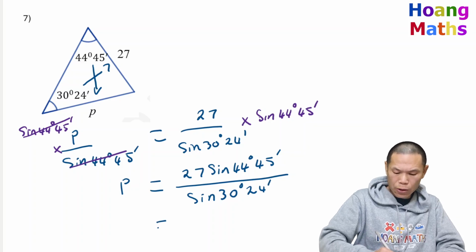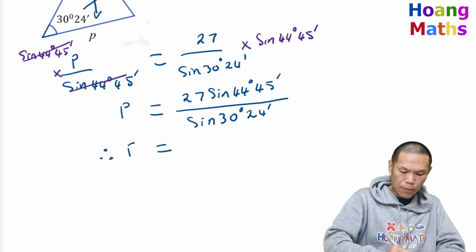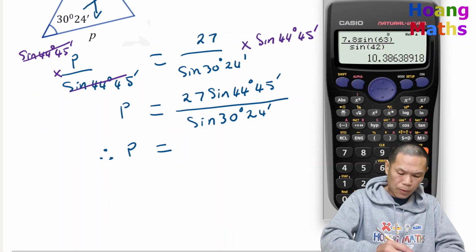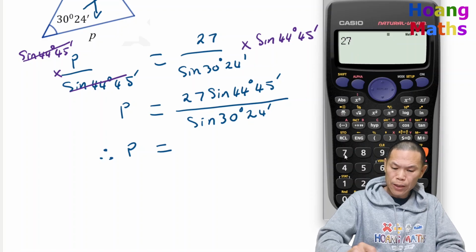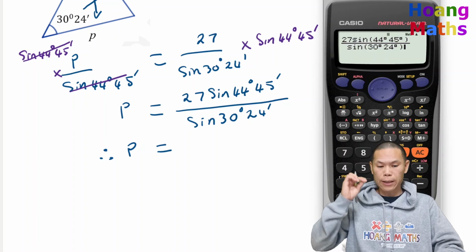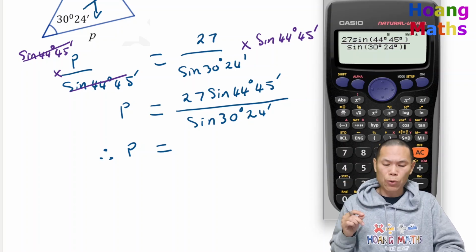So therefore P is, so just put it on a calculator. So you go 27 sine 44 degrees 45 minutes over sine 30 degrees 24 minutes. Close bracket, don't forget, okay? And don't forget to put the degrees and then the minutes as well, okay?